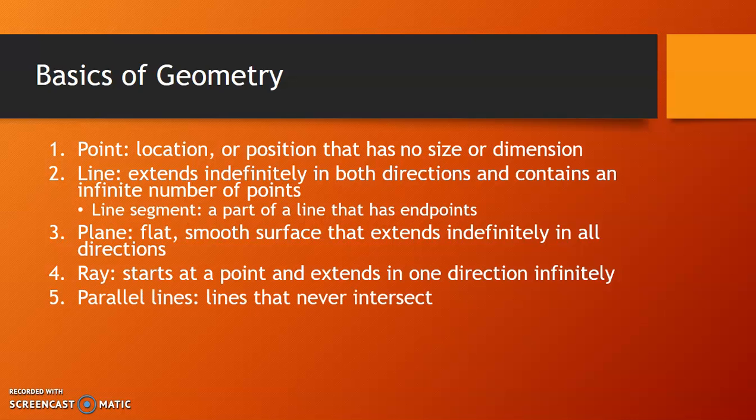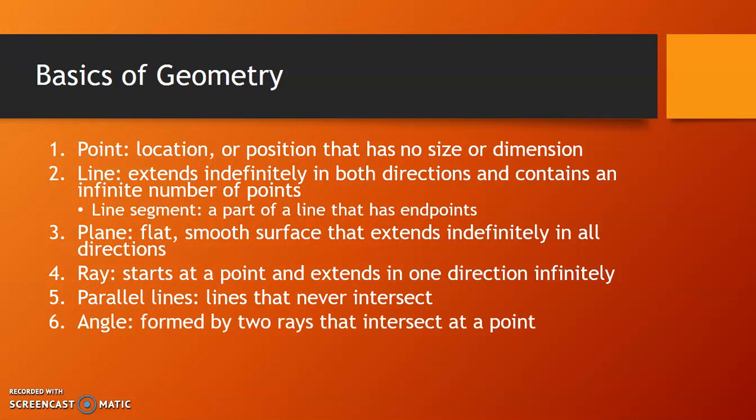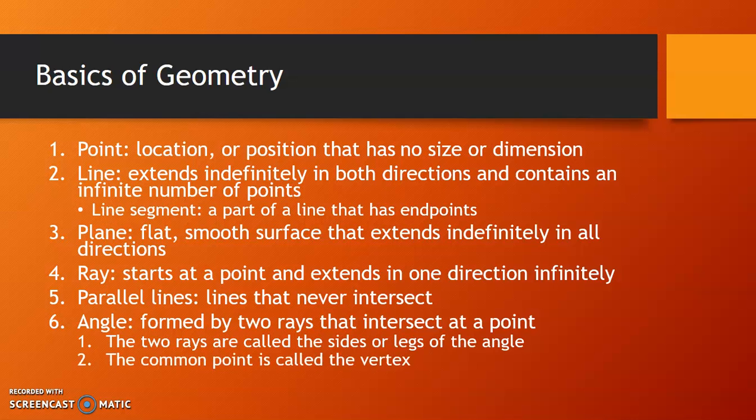Parallel lines would be lines that never intersect. And then getting into an angle. So an angle is formed by 2 rays that intersect at a point, and the 2 rays are called the sides, or they might also be called the legs of the angle, and then that common point that they intersect at is known as the vertex.